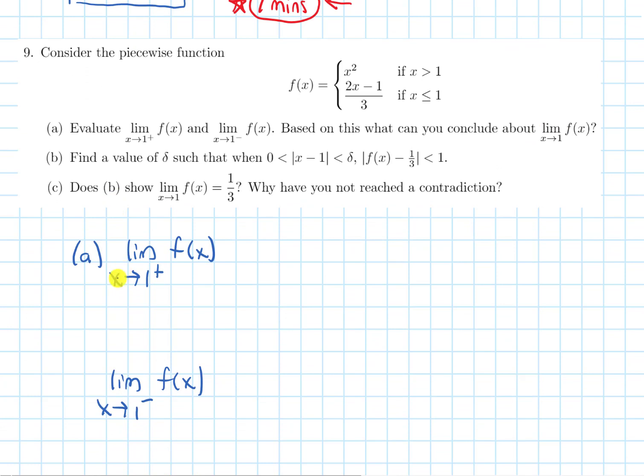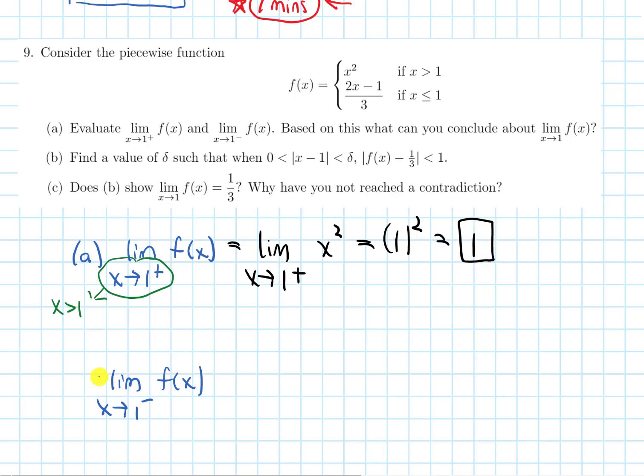Alright, so first let's find the limit as x approaches 1 from the right. And as you approach 1 from the right, that means x is bigger than 1. So this equals the limit as x approaches 1 from the right of f of x. And if we're bigger than 1, that's talking about this top piece of the piecewise function. f of x is going to be x squared. And now let's go ahead and plug in the number 1 straight up. So we'll get 1 squared, which is just 1.